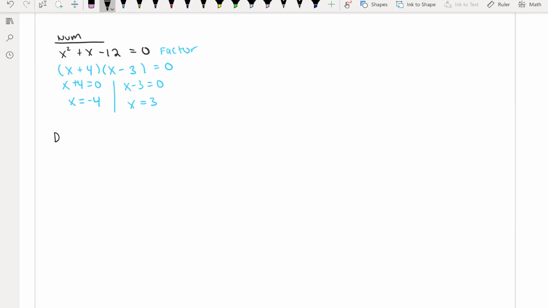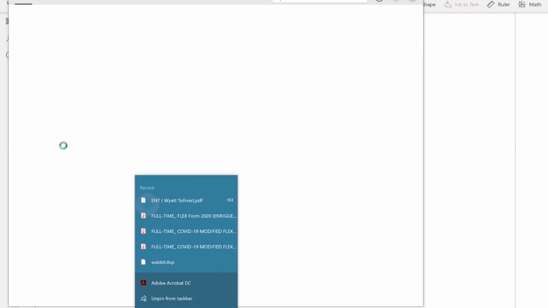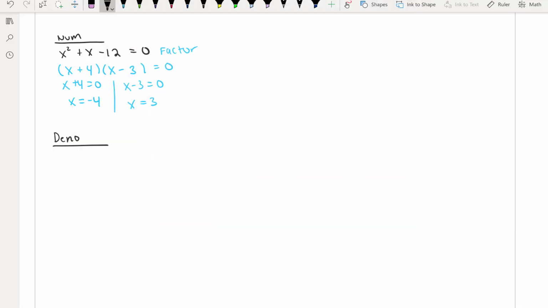Now I'm going to look at my denominator. Looking at the denominator, I'm going to set that equal to 0. Remember, I had x squared minus 4x minus 12, so I'm setting that equal to 0.